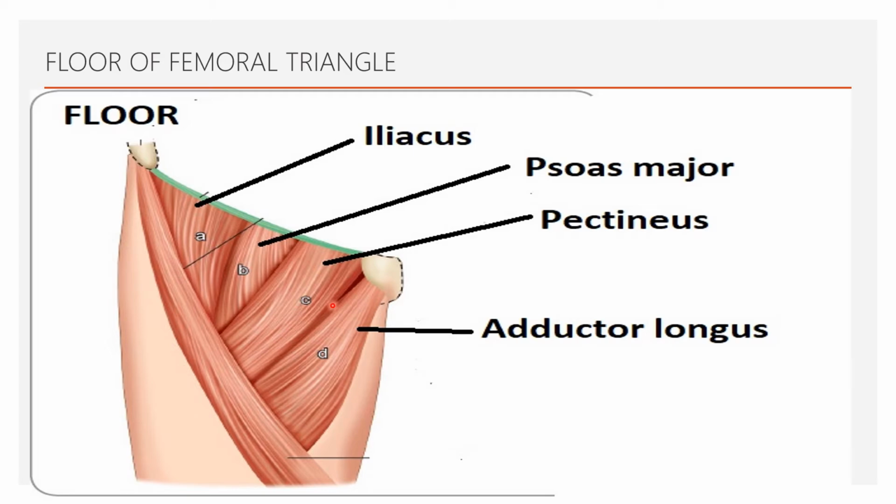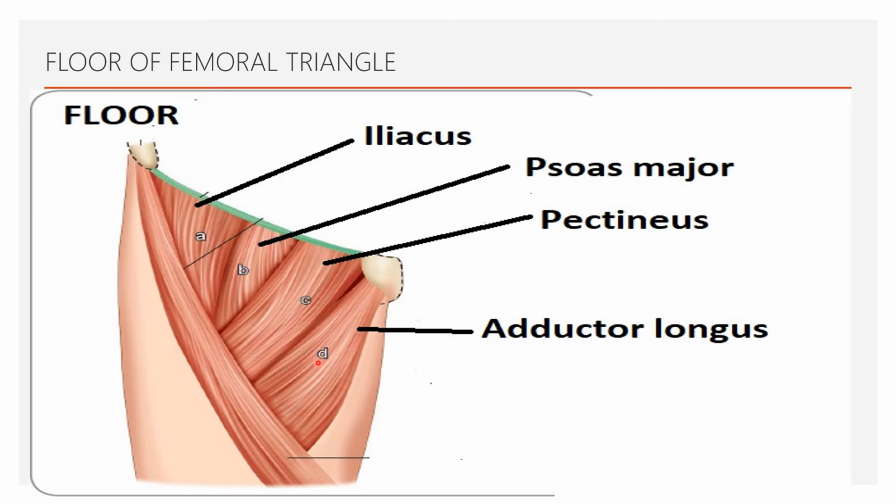This is a picture of floor of femoral triangle. Floor means the structure on which the femoral triangle is resting. The floor is formed by four muscles from medial to lateral side. This is a medial side and this is a lateral side. From medial to lateral side, they are number 1, adductor longus.